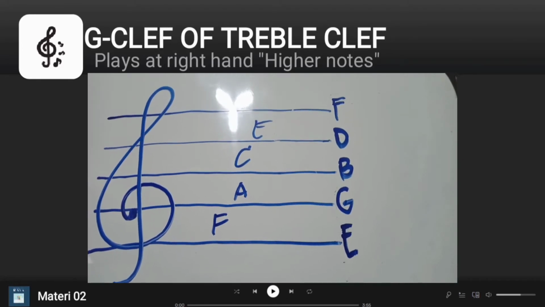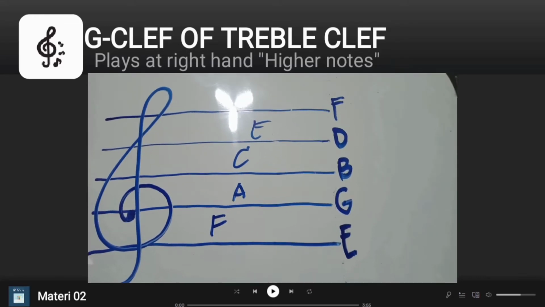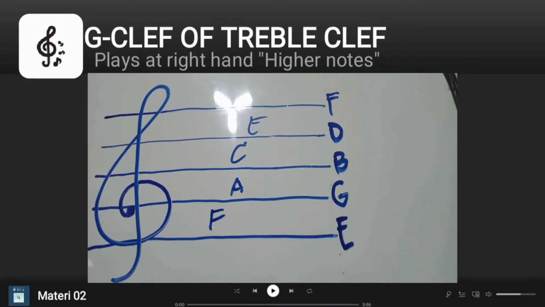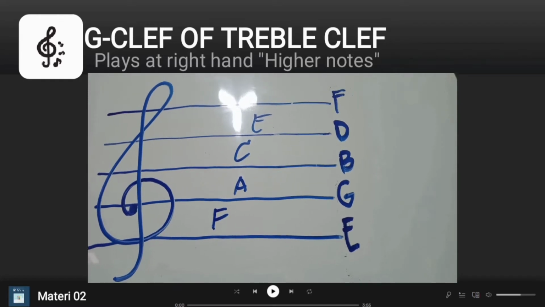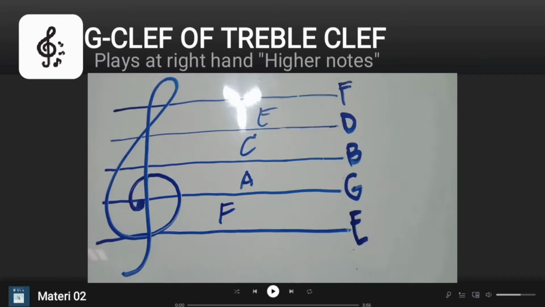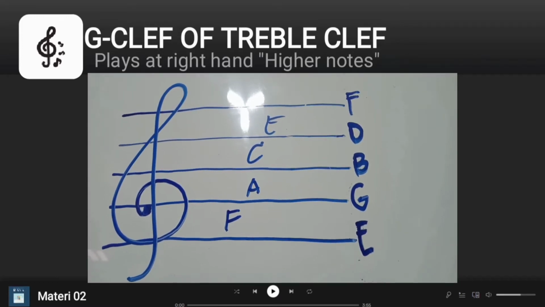So, yung sa lines is EGBDF, Every Good Boy Does Fine. Every good boy does fine. So, ito yung tinuturo sa atin ng mga teacher natin nung nasa elementary grades tayo. So, sa mga spaces naman is FACE or face. So, yan yung names ng mga lines and spaces kapag sa G clef.